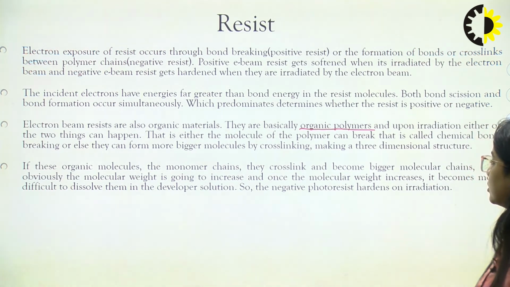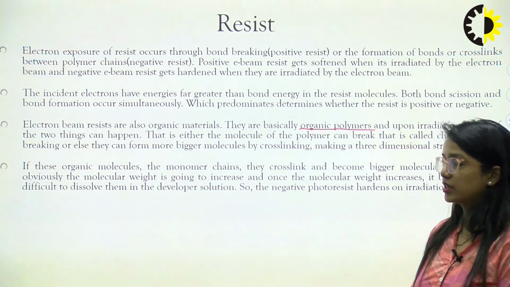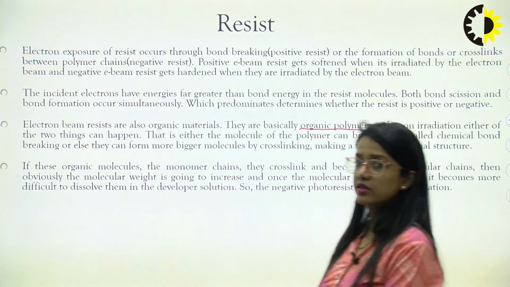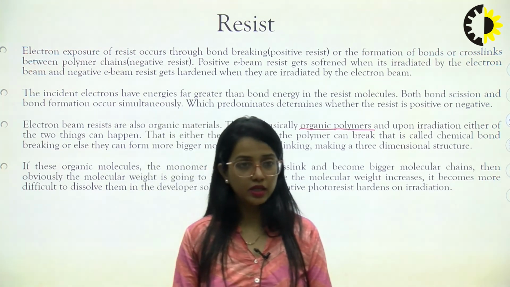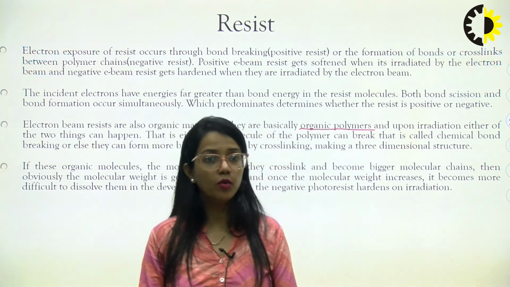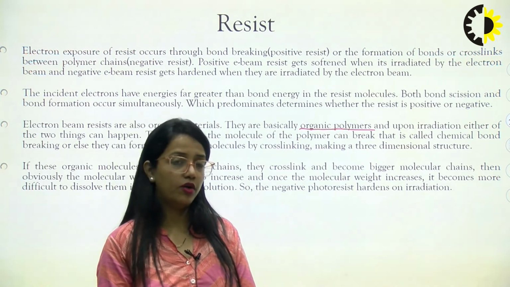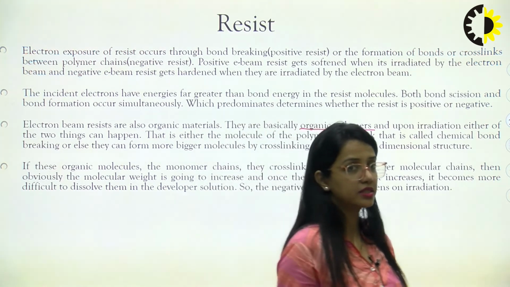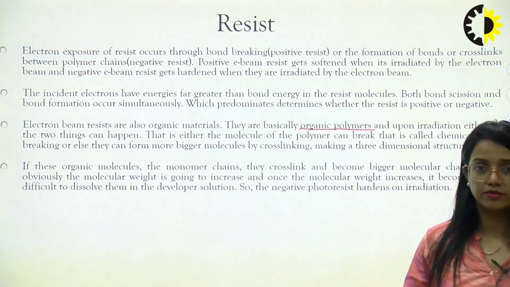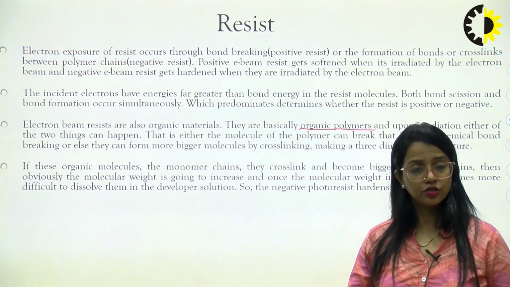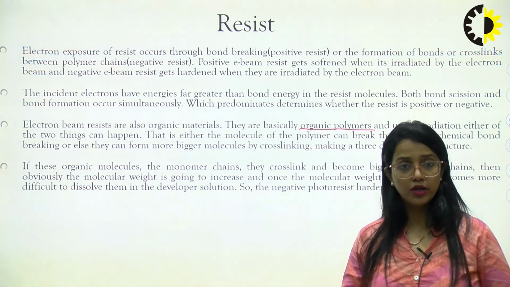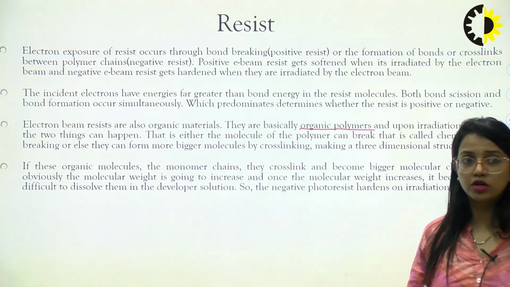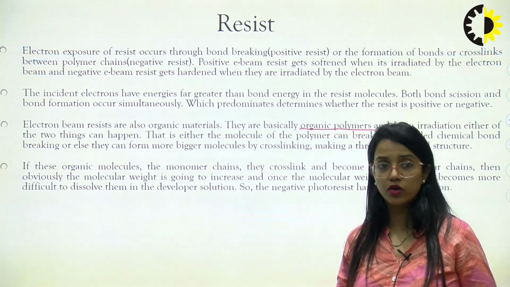When irradiated, either of two things can happen. That is, either the molecule of the polymer can break, which is called chemical bond breaking, or else they can form bigger molecules, which we can call cross linking, making the complete setup a three-dimensional setup. So either the polymer will break or the cross linking will take place. This is the property of electron beam resist as an organic material.